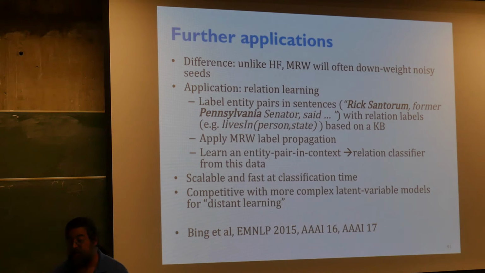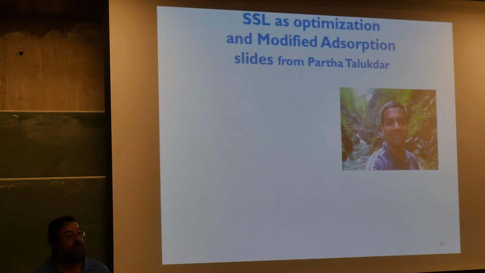So that's another application of this MultiRankWalk stuff versus the harmonic functions. The difference that we're exploiting here is that one of these treats the labels as gold labels that have to be matched, a hard constraint, and the other one doesn't.